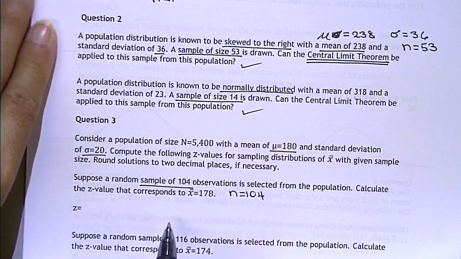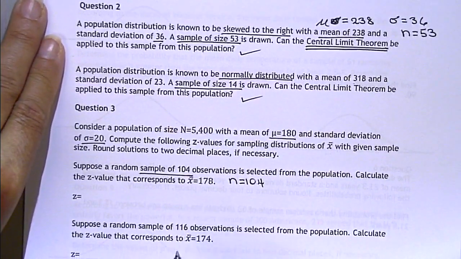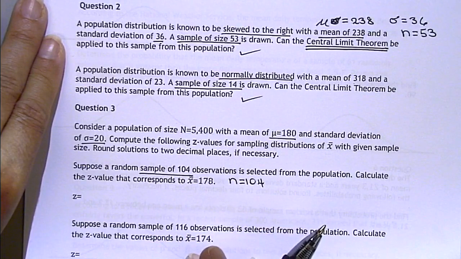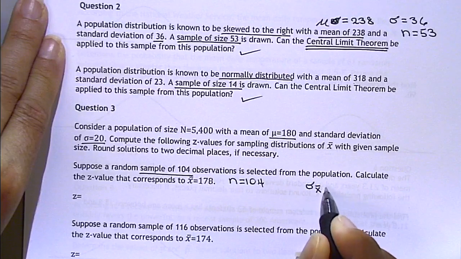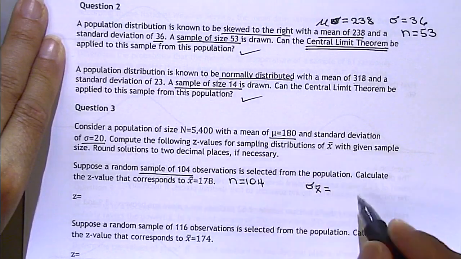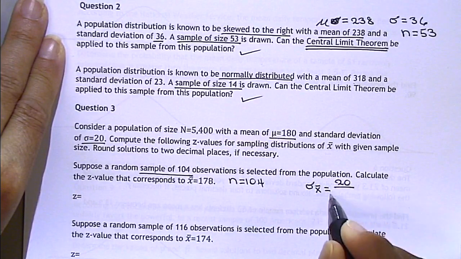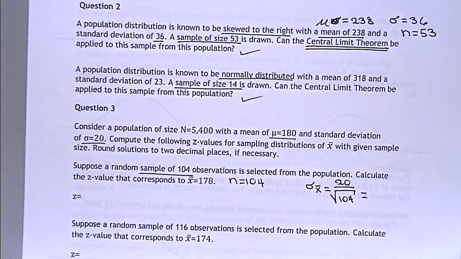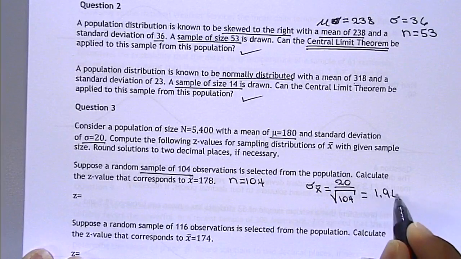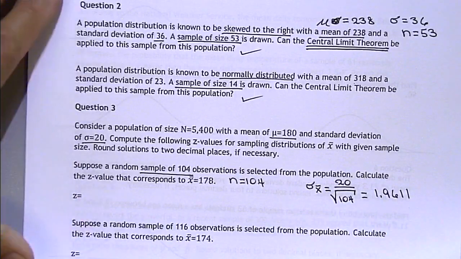Now, why do I care when I'm calculating z? Because remember the calculation for z. It's x, now it's going to be x bar, minus the mean, divided by the standard deviation. Used to be the population standard deviation. Now it's the standard deviation of x bar, which I have to take the standard deviation of the population and adjust every time. So I'm going to take my standard deviation and divide it by the square root of the sample size. And I come up with 1.9611.